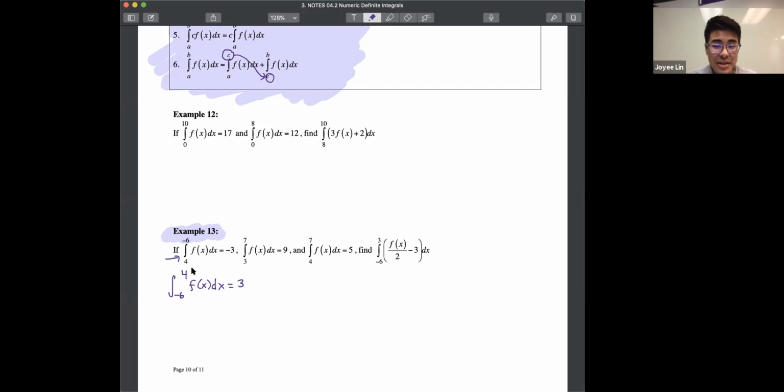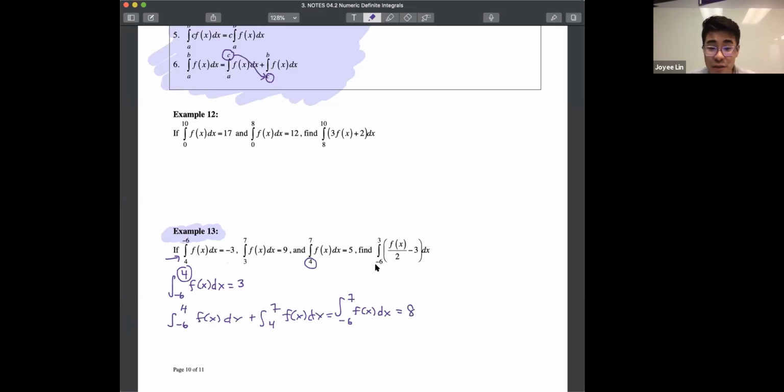And then look here, I see this 4 on top, right? And this 4 links to this 4 over here. So I can add those two areas together, right? So -6 to 4 of f of x dx plus 4 to 7 of f of x dx is going to equal the area from -6 to 7. Right, and what's the area from -6 to 7? It's just 3 plus 5, so that's equal to 8.